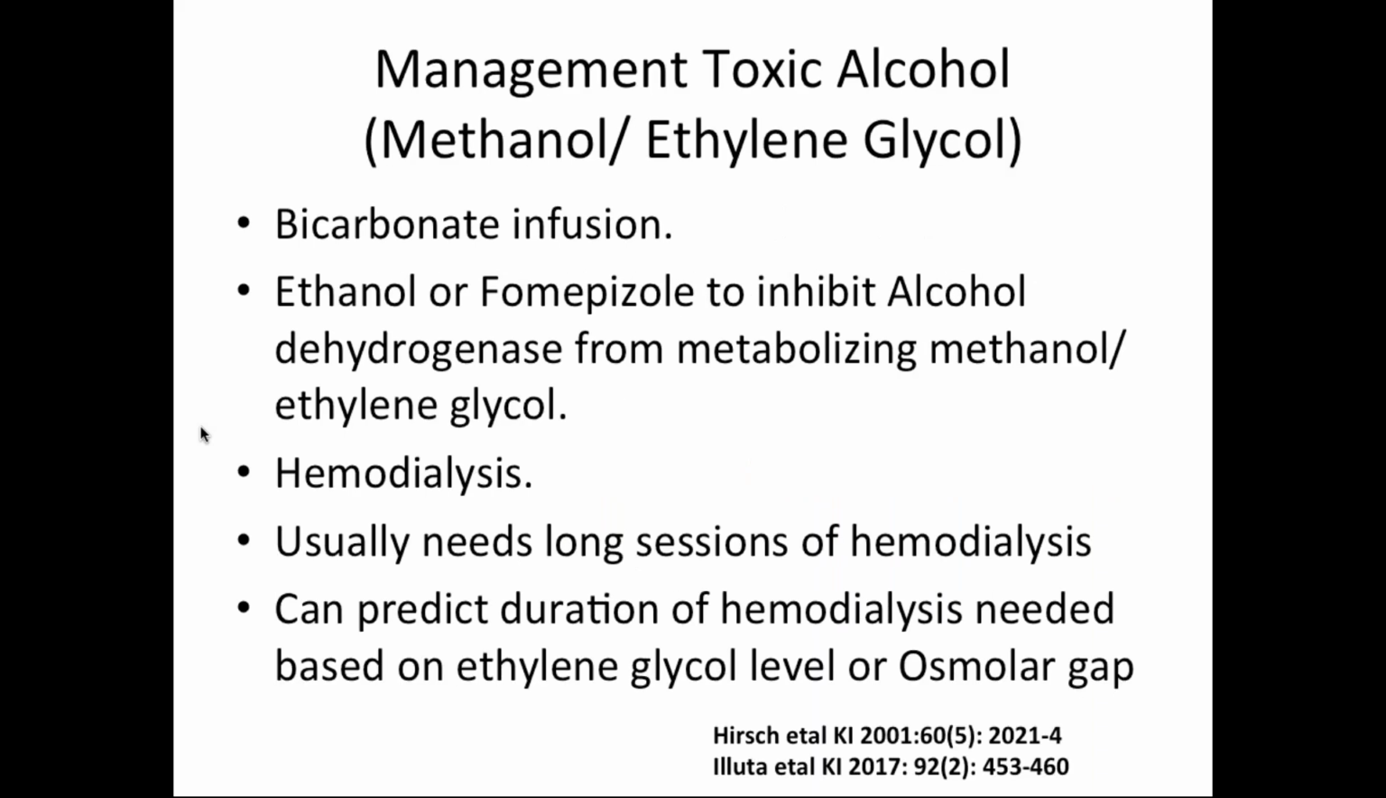So the treatment for the toxic alcohols, methanol and ethylene glycol, is to first correct the acidosis the best you can with bicarbonate, addition of ethanol or fomepizole, whichever is available, to inhibit the alcohol dehydrogenase, which will help prevent the further metabolism of methanol and ethylene glycol, because those are the products which are toxic, and then hemodialysis to clear both the methanol and ethylene glycol as well as its metabolites.